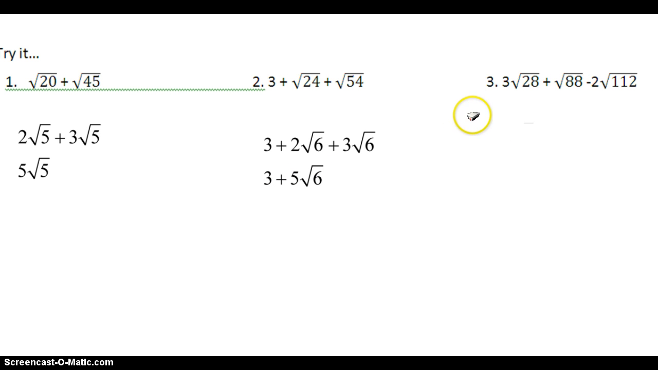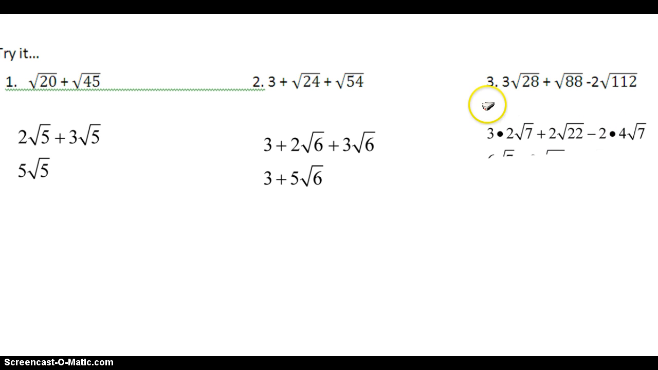In our third example, we need to break down 28. So I'm going to show a little bit more of a step here so you can see. Root 28 breaks down into 2 root 7. And root 88 breaks down to 2 root 22. And root 112 breaks down into 4 root 7.